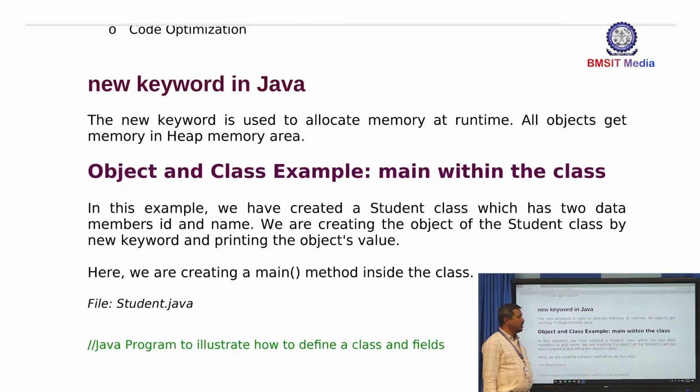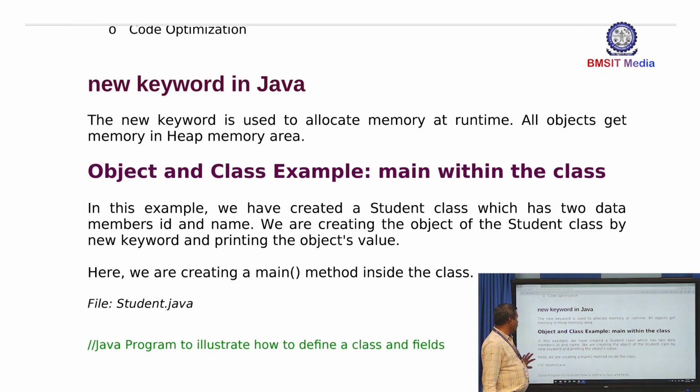The keyword used for allocation of the memory is called the new keyword, which is an inbuilt keyword inside Java. All the objects get memory in the heap memory area. So the memory is allocated for the object in the heap memory area. That is taken care of by the new keyword, which is used for allocation of the memory.